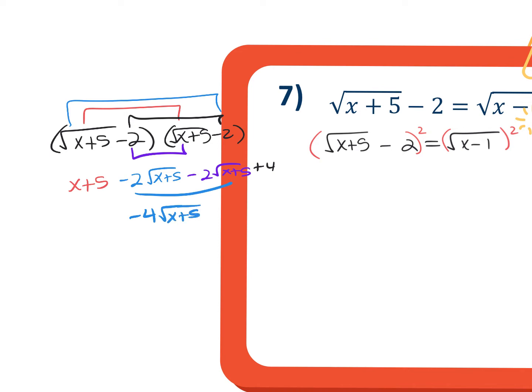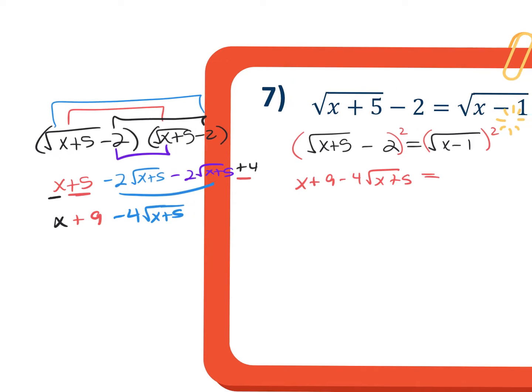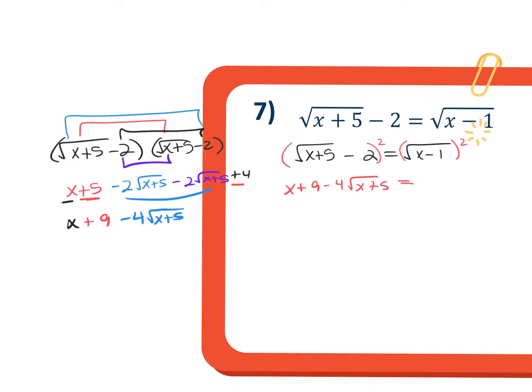And then I also have like terms here with the 5 and the 4. So then that'll give me plus 9, and then nothing to combine with the x. So x plus 9, and then minus the 4 times the square root of x plus 5. So now let me go ahead and write that over here. So this is this thing FOILed. So x plus 9 minus 4 times the square root of x plus 5. And then the right side, squaring that radical just makes the x minus 1 come out.